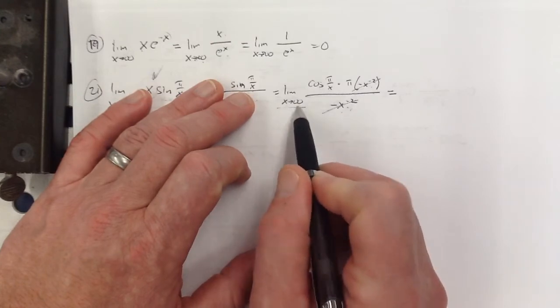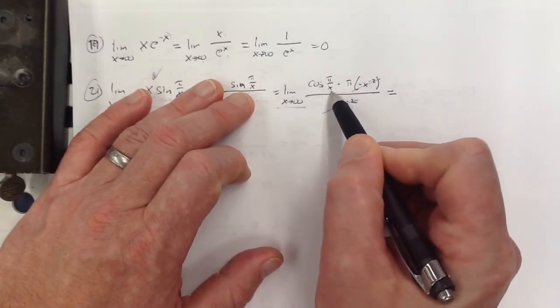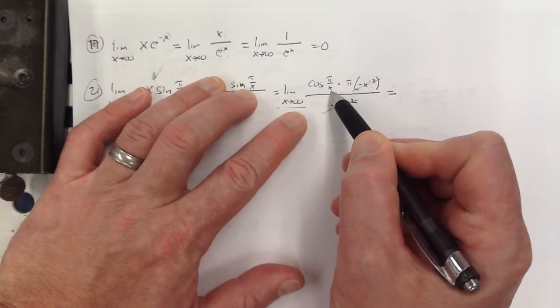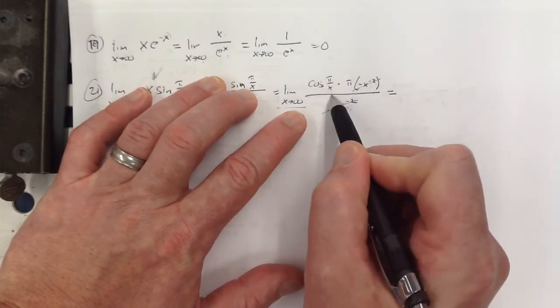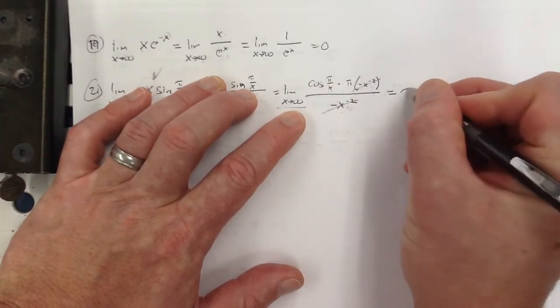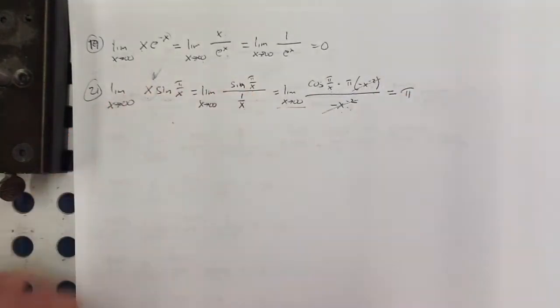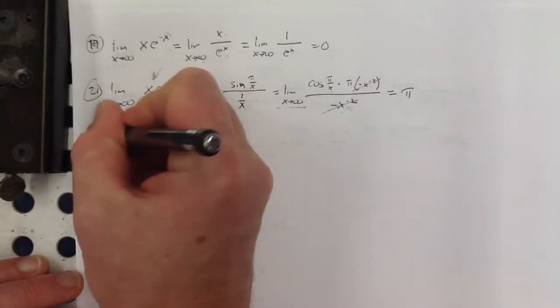So let's see. As x approaches infinity, pi over infinity is going to go to 0. Cosine of 0 is 1 times pi is pi, and those cancel out. We got ourselves an answer.